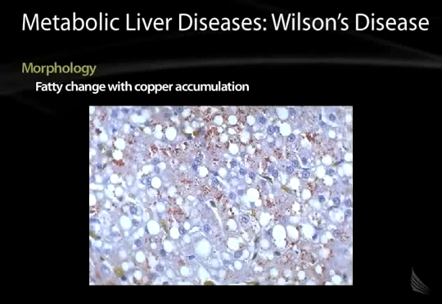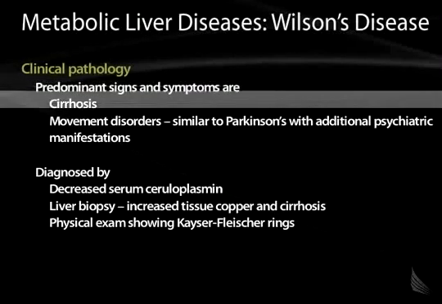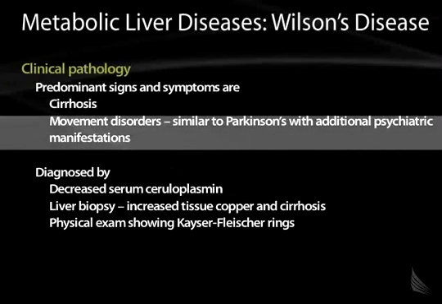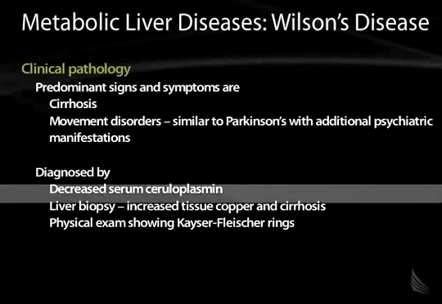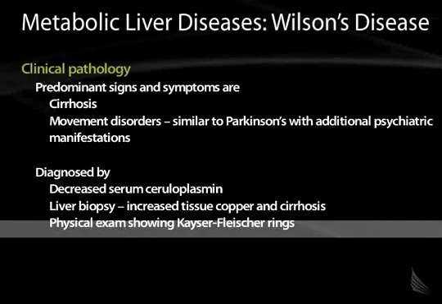Here you see a slide showing fatty changes and copper accumulation. Notice the copper here, which is bronze appearing. In Wilson's disease, the predominant signs and symptoms are cirrhosis, as well as movement disorders, such as Parkinson's disease, associated with psychiatric manifestations. It's diagnosed by a low ceruloplasmin. A liver biopsy can also show an increased tissue copper and cirrhosis.